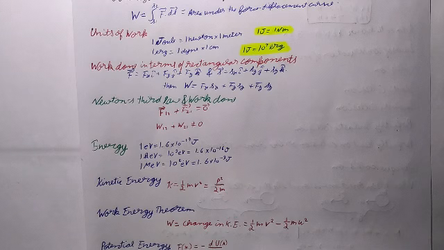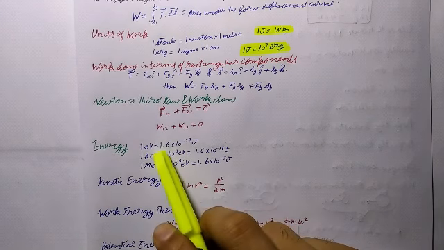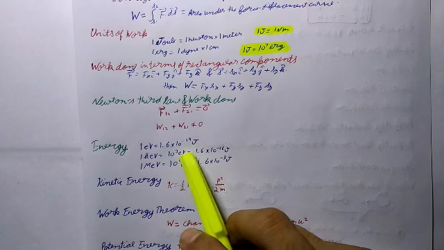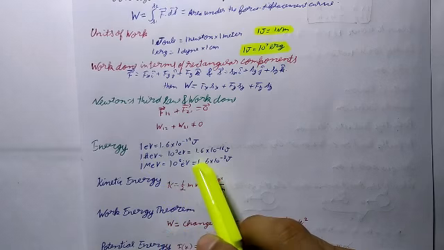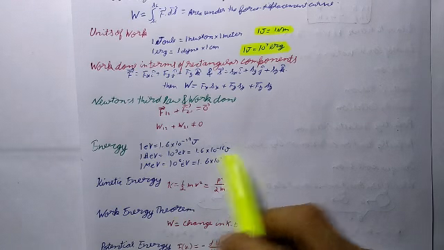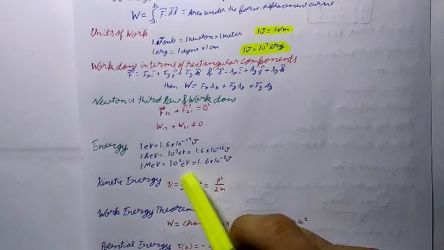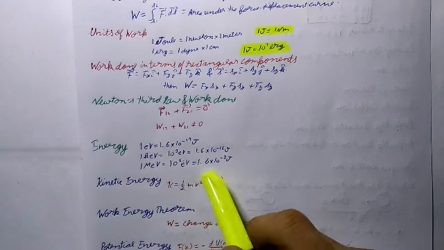The unit of energy used at the atomic level is electron volt. 1 electron volt is equal to 1.6 into 10 to the power minus 19 joule. 1 kilo electron volt will be equal to 1.6 into 10 to the power minus 16 joule. 1 mega electron volt will be equal to 1.6 into 10 to the power minus 13 joule.